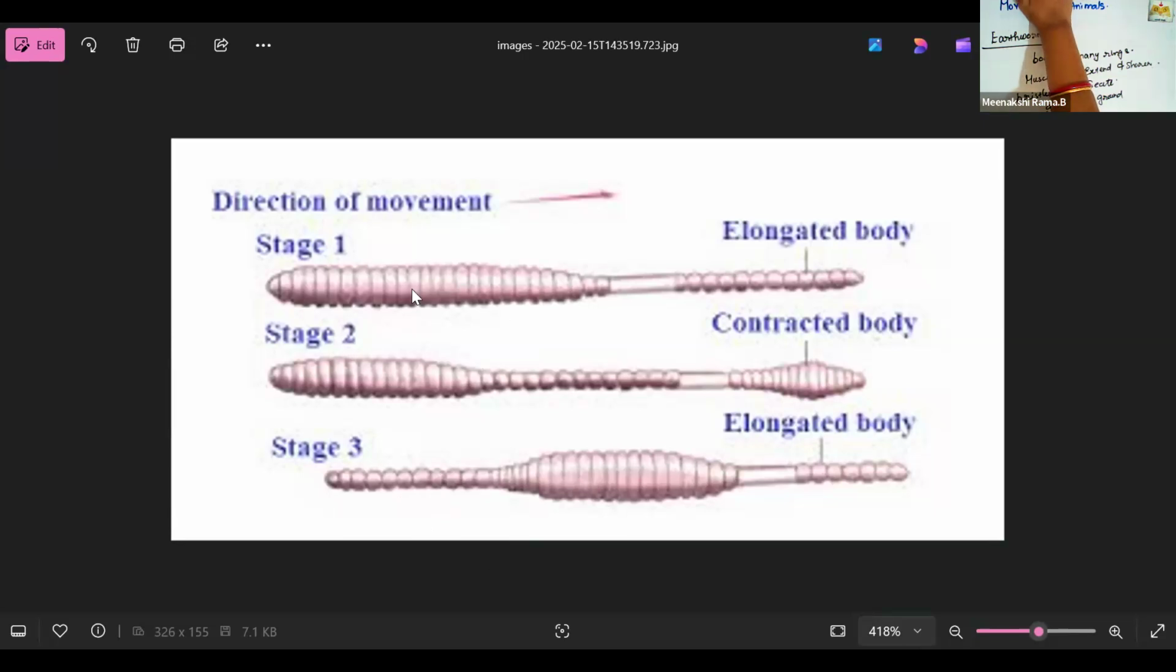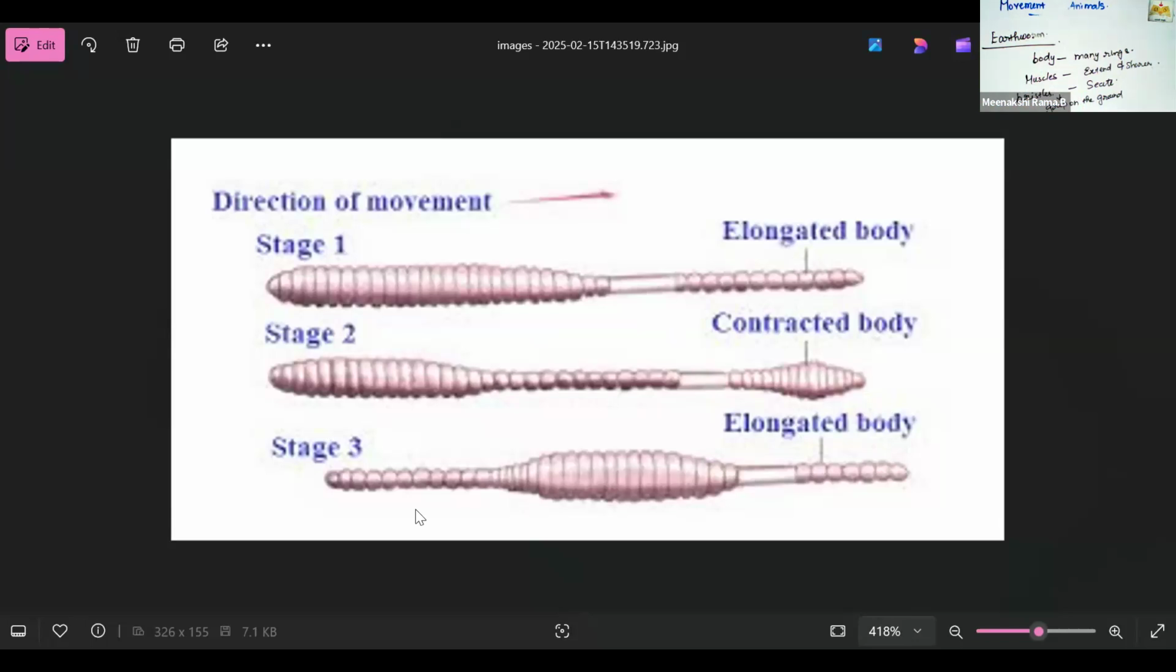First, the front portion extends and the back portion of the body is fixed to the ground. Then in the second stage, they shorten, that is, contract the body. The back portion contracts in that place. And then in the third stage, they move forward. In this way only, the earthworm moves from one place to another.